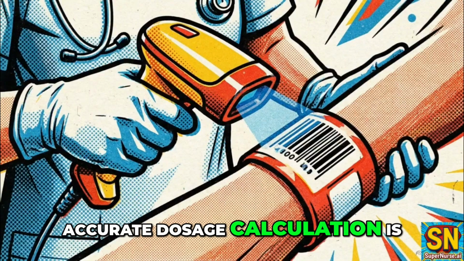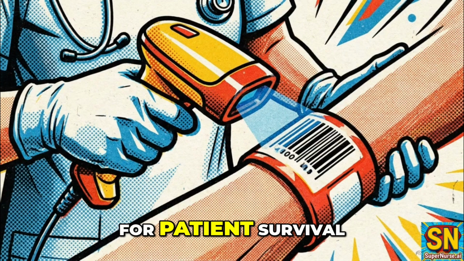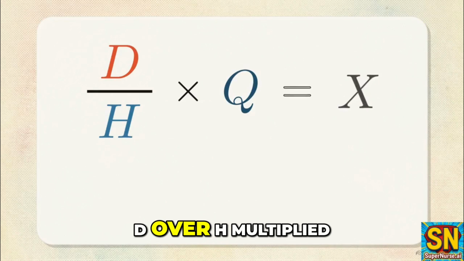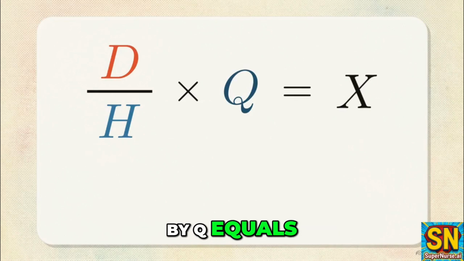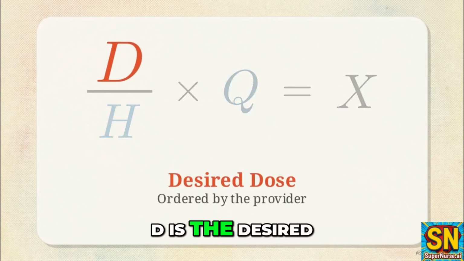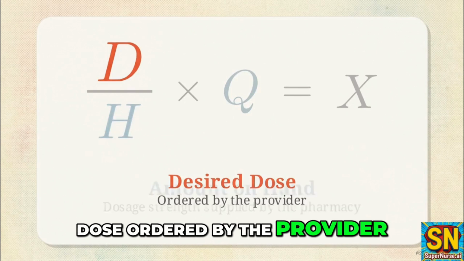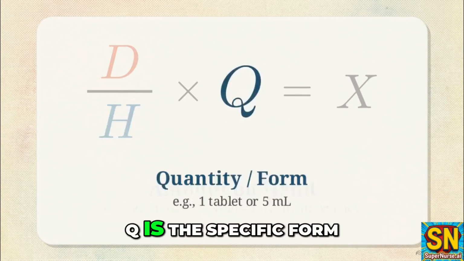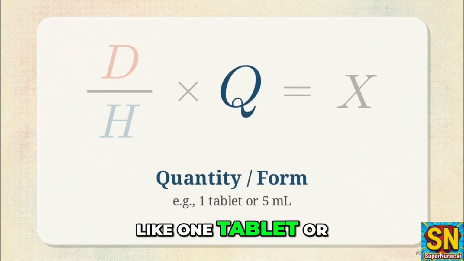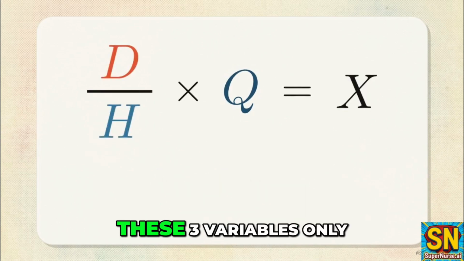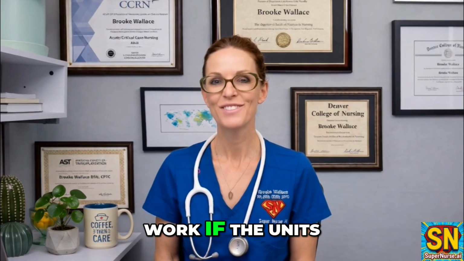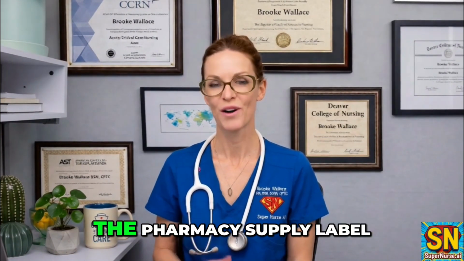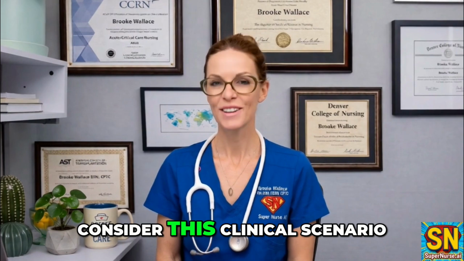Accurate dosage calculation is a critical safety mechanism for patient survival. This is the core equation. D over H multiplied by Q equals X. D is the desired dose ordered by the provider. H is the dosage strength supplied by the pharmacy. Q is the specific form, like 1 tablet or 5 milliliters. These three variables only work if the units of measurement in the provider's order are consistent with the units on the pharmacy supply label. Consider this clinical scenario.